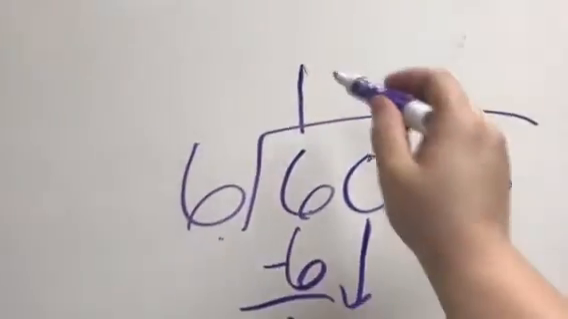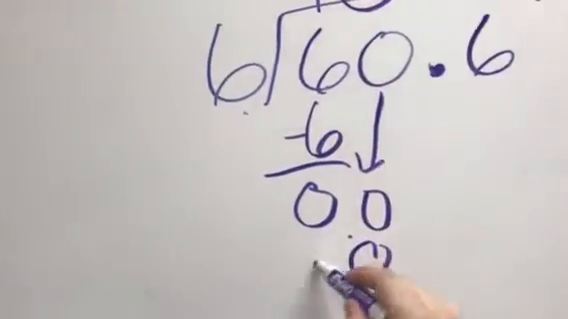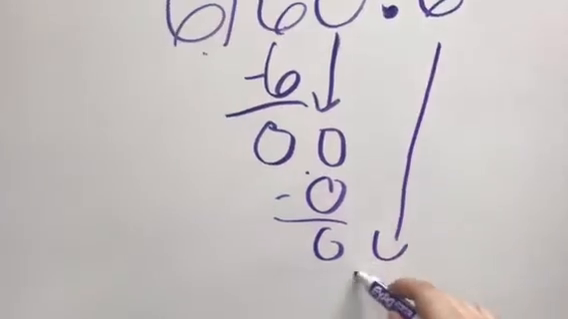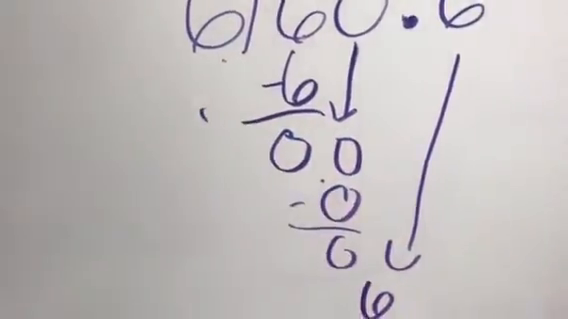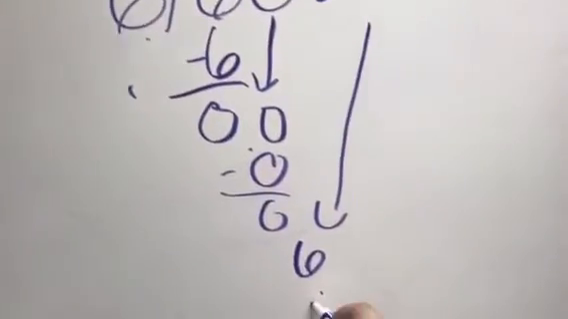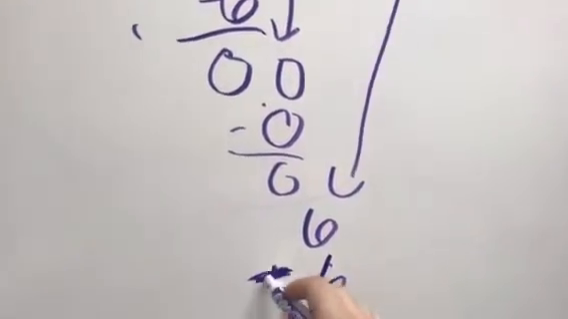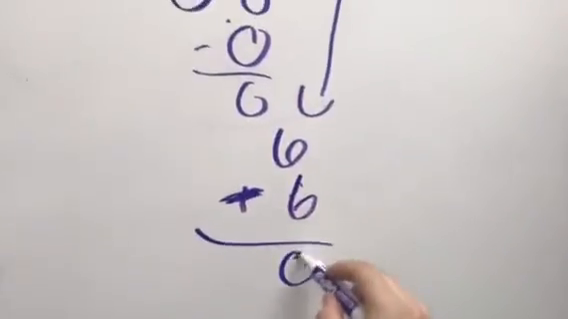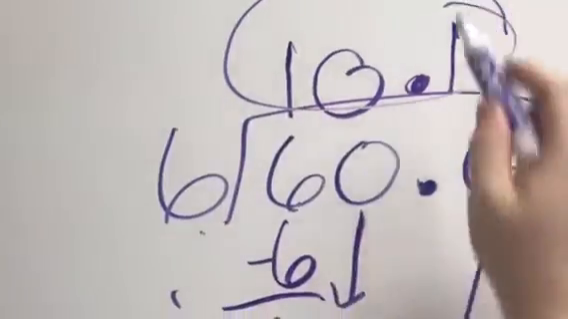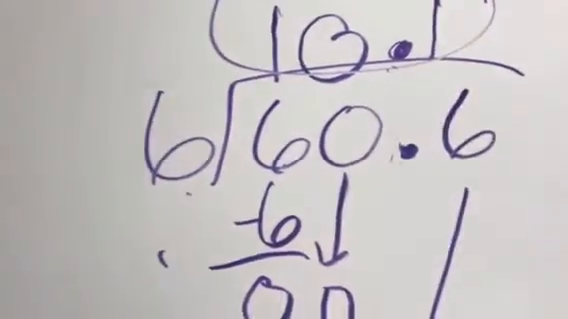6 goes into 0 0 times. 0 times 6 is 0 minus 0. Bring down the next place. 6 goes into 6 one time. 1 times 6 is 6. Wait, whoops, that's minus. And then that's 0. And then that's my last place. So 10.1 is my answer. I know I have the correct place value because I put the decimal right above it.